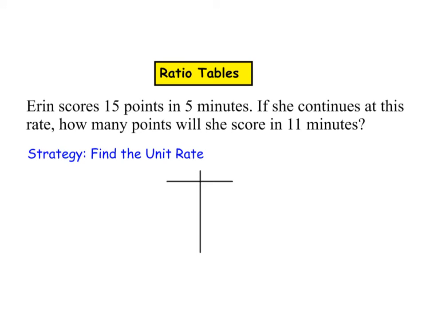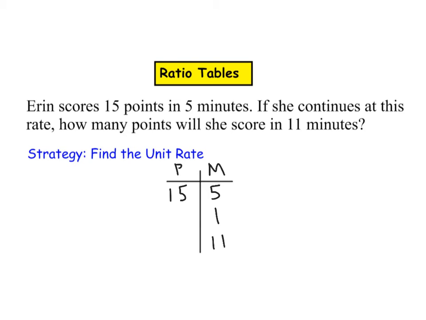In this problem, Erin scores 15 points in 5 minutes. If she continues at this rate, how many points will she score in 11 minutes? So for this strategy, it makes more sense to use a unit rate. So starting again with the points and the minutes, and I'm labeling what I know. I know there's 15 points in 5 minutes, and I want to get to 11 minutes. And again, there's no way to multiply 5 by a number in order to get to 11. And 5 is prime, so it doesn't have any other factor besides 1. So in this case, it makes the most sense for me to make the 5 become a 1.